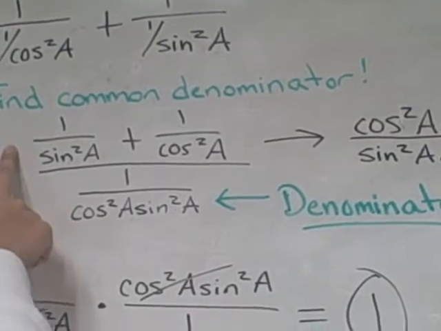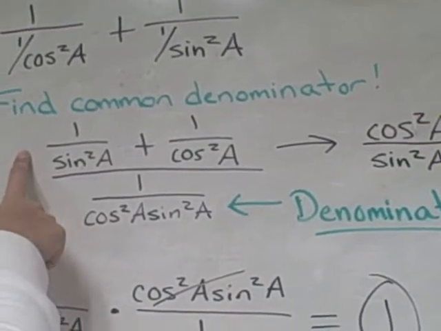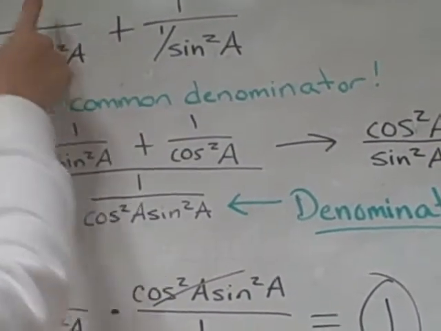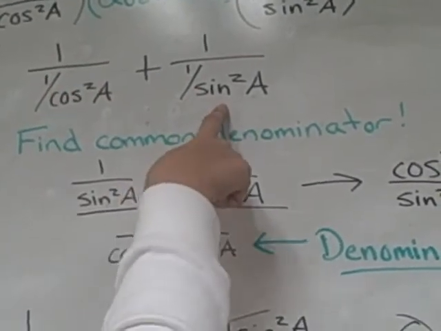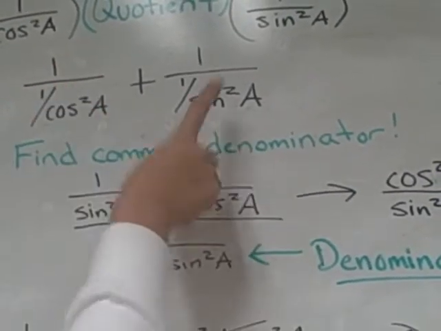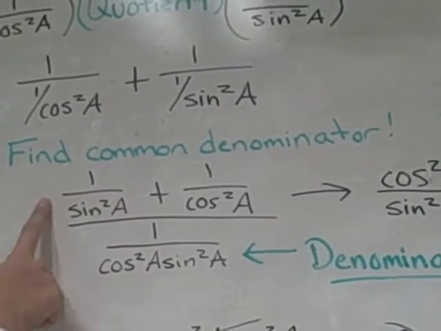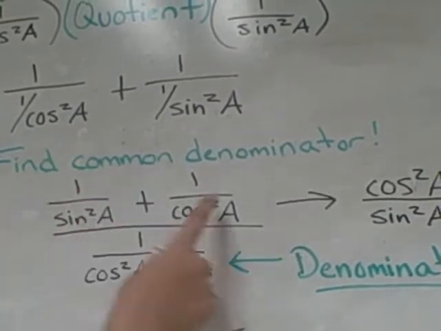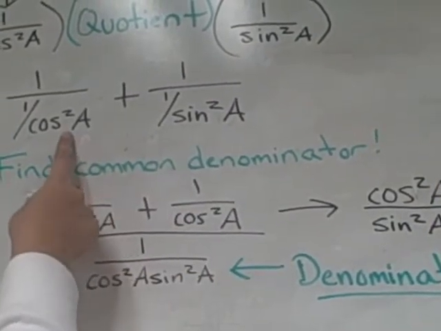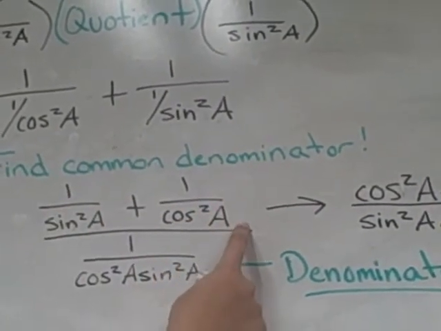And so on the top, you have to find whatever the top does not have in its denominator, you have to times that by the opposite denominator. So 1 times 1 over sine squared a would be 1 over sine squared a plus 1 times 1 over cotangent squared a, which is 1 over cotangent squared a.